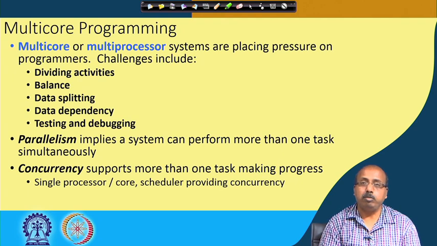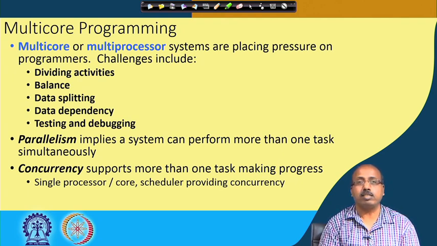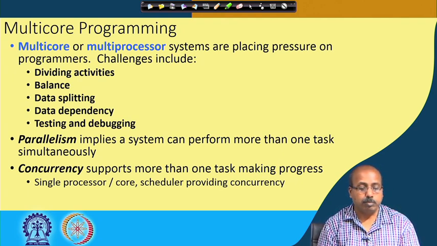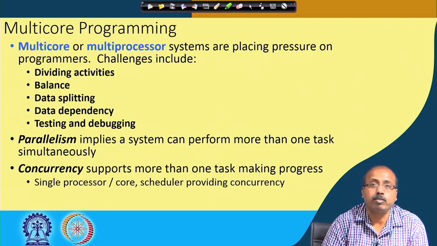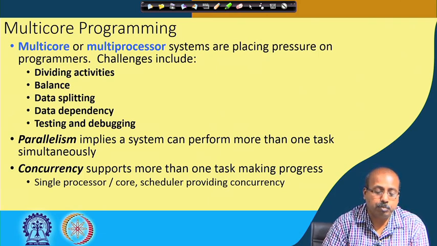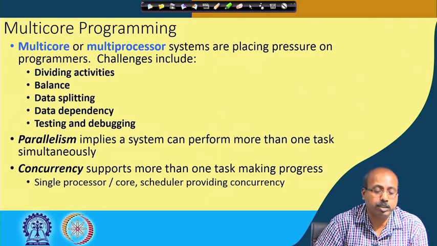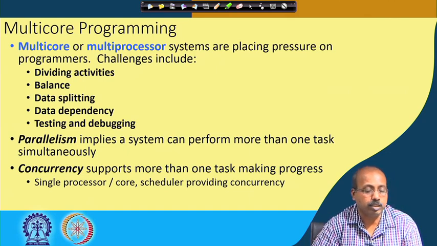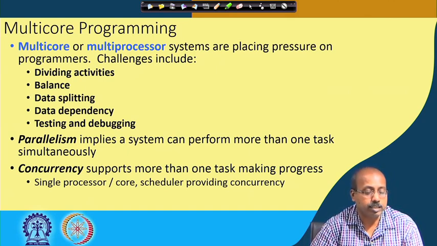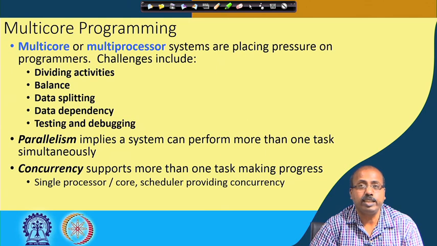Maybe I do a division, but the division is not balanced. As a result, the thread which takes the maximum amount of time will determine the application runtime. That becomes a bottleneck, so I have to do balancing. Now, how do you split the data? It is not very easy to split the data.